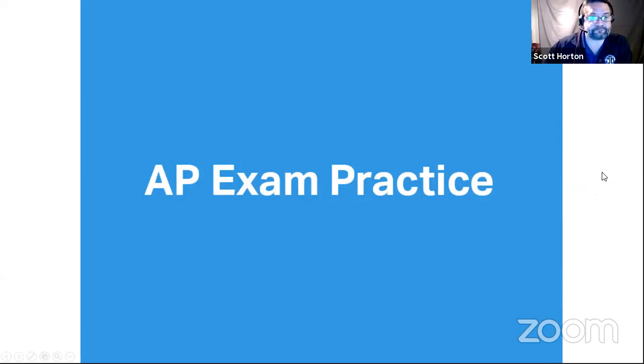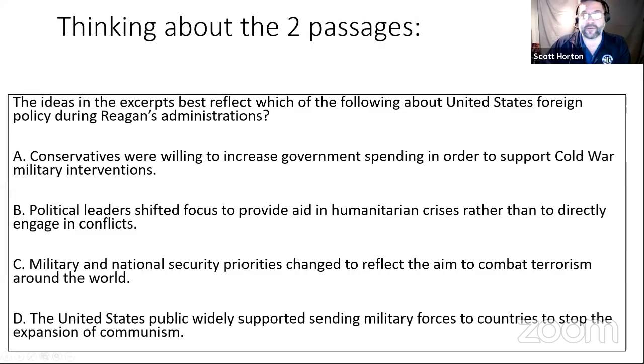on the exam. So let's try a couple exam practice questions, and we're going to use those same two passages that we just looked at, the Rossinow and Berman passages. See if you can come up with an answer for this multiple choice question based on those two excerpts.